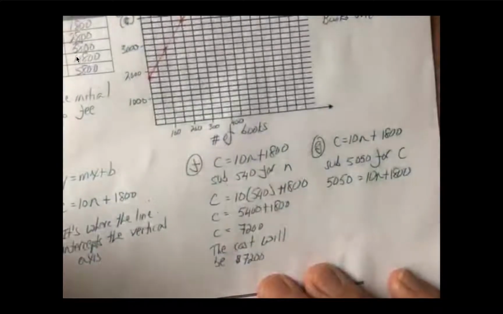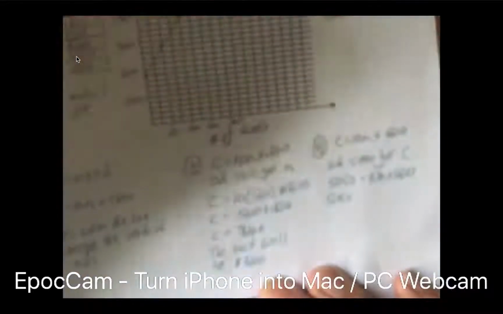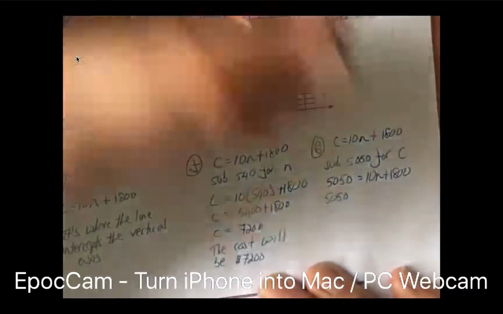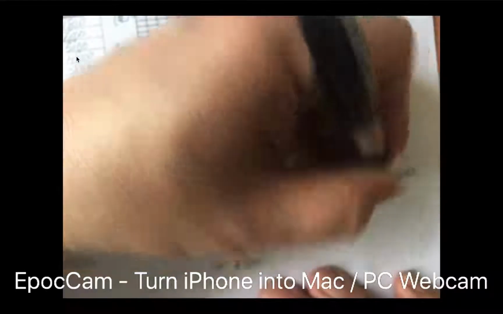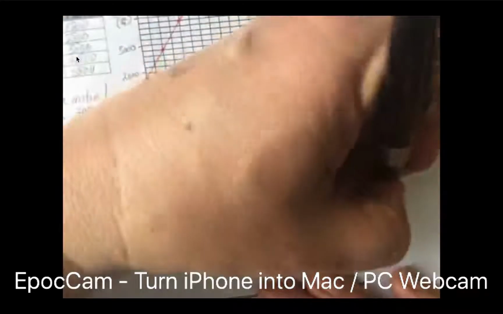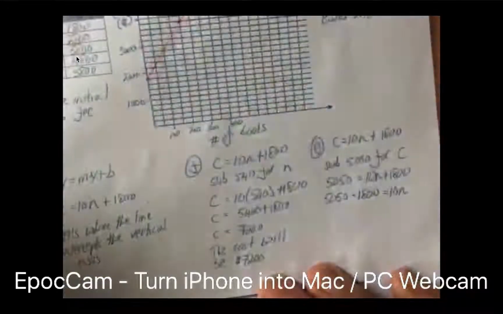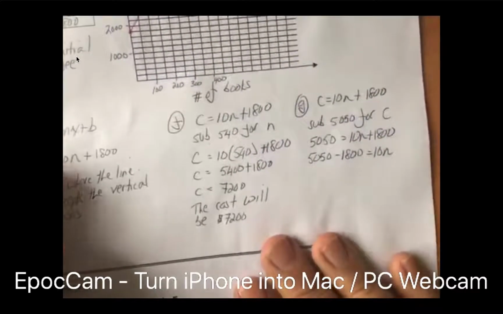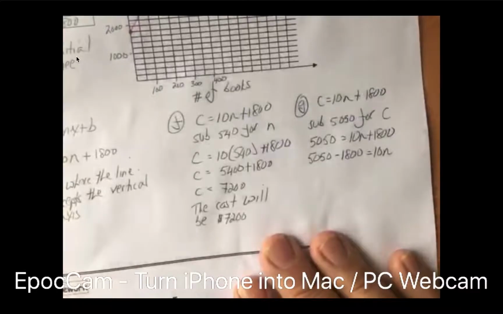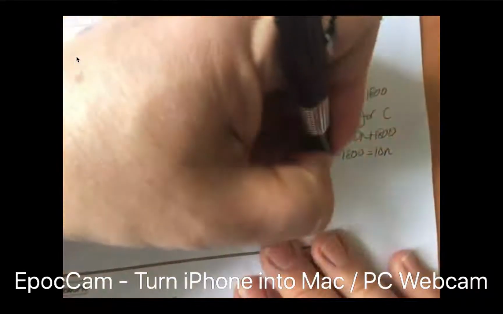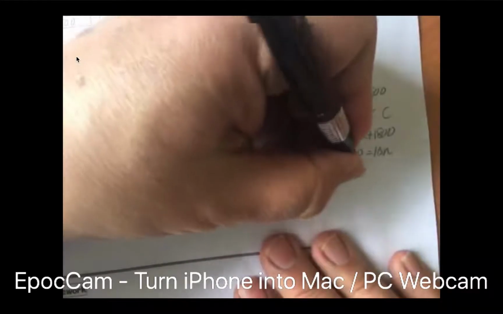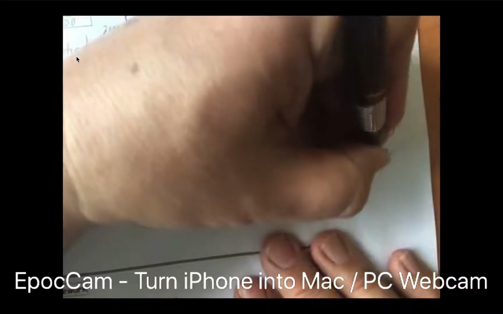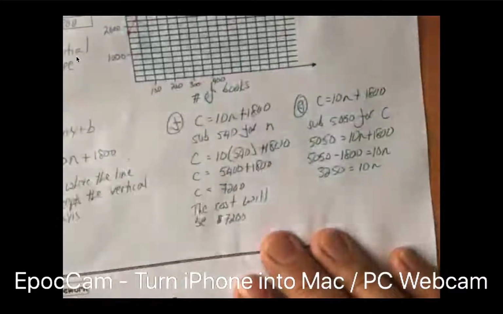Let's move the 1,800 over to the left-hand side so we can isolate 10n. Don't forget, when you move the 1,800 over the left-hand side, you have to change its sign. So it's going to be negative 1,800, and that's going to be equal to 10n. Sorry, I'm taking my hand away so that the camera has a chance to focus again. Okay, 5,050 minus 1,800 is 3,250. That's equal to 10n. And we're going to divide both sides by 10 in order to isolate the n.